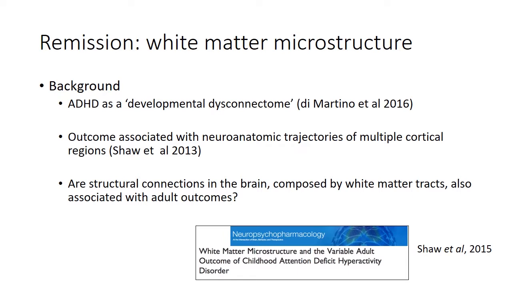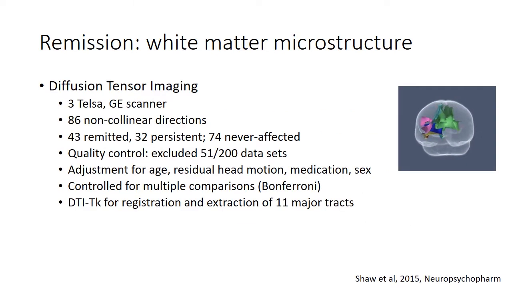We did so partly inspired by Adriana's paper, actually, which said that ADHD should in part be conceptualized as a developmental disconnectome, as the end product of disrupted connectivity within multiple neural systems. Now, I just mentioned how in the anatomic study, we found that different adult outcomes were tied to different anatomic trajectories of cortical networks. A logical next step is to examine the properties of the white matter tracts that connect the different regions of these cortical networks. To do this, we acquired, as Adriana said, DTI on 149 subjects. Here we contrasted remitters, persisters, and the never affected.